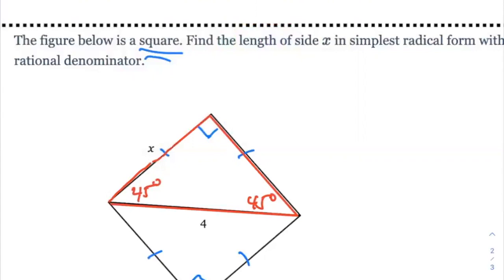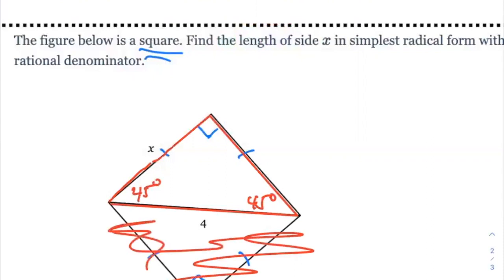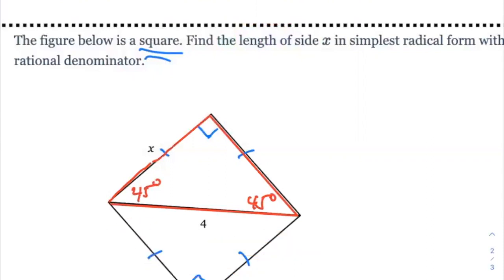So don't worry about this part down here. Don't even think about that. All I care about is the fact that I have the hypotenuse of this red triangle, and I want to find the leg. So it's the hypotenuse I've got, the leg I want. So I know that the hypotenuse, to get to the leg, has got to get smaller. So I'm going to divide it by square root of 2.